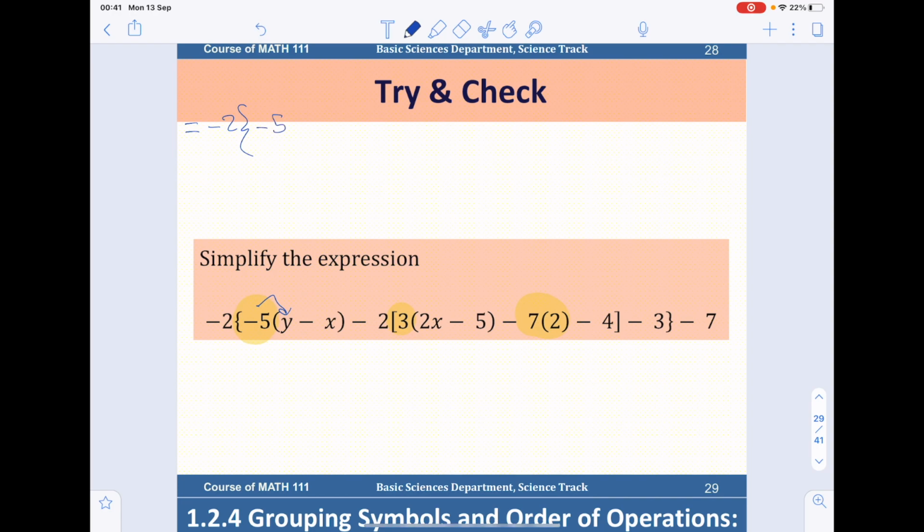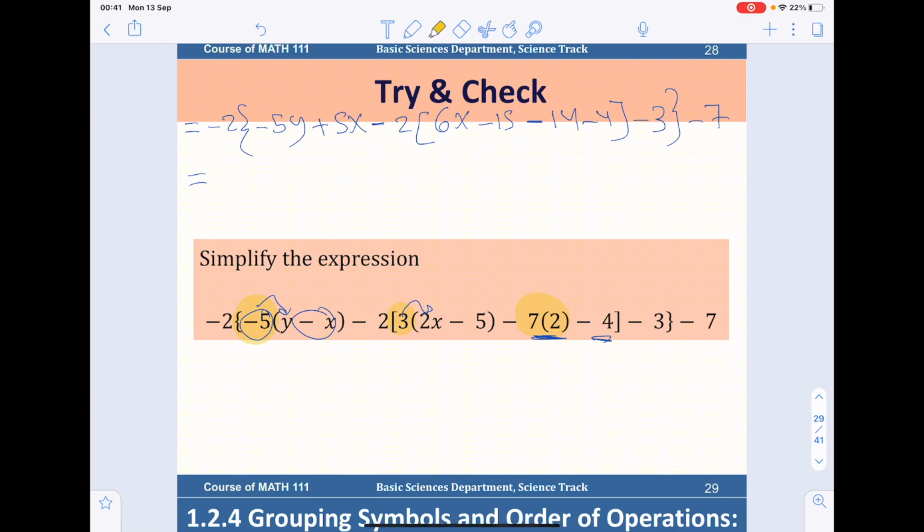It would be negative 5y. Then negative 5 times negative x is plus 5x. Since I finished distributing, I don't put the parentheses. I just drop it or delete it. Okay. Now I will distribute the 3 to 2x. It's 6x. Then 3 times negative 5 is negative 15. Now minus 7 times 2 is 14. Then minus 4. I close the parentheses, the brackets, and then I put negative 3, negative 7.